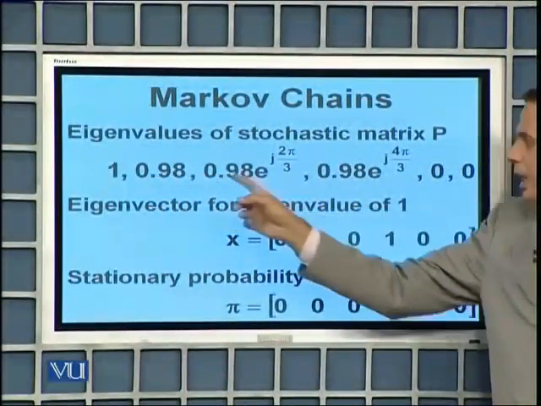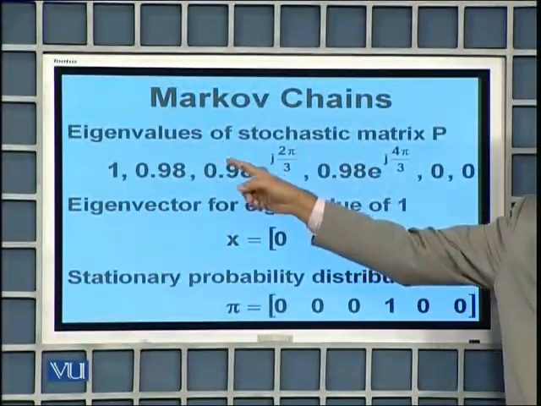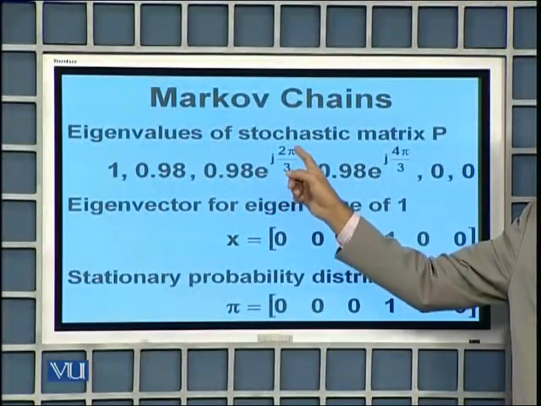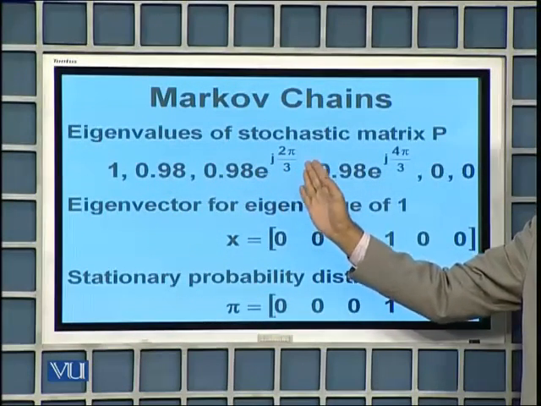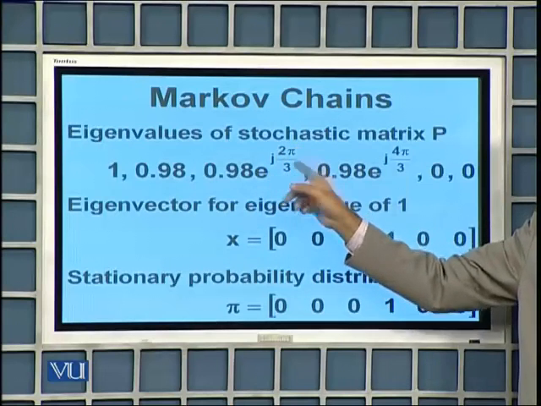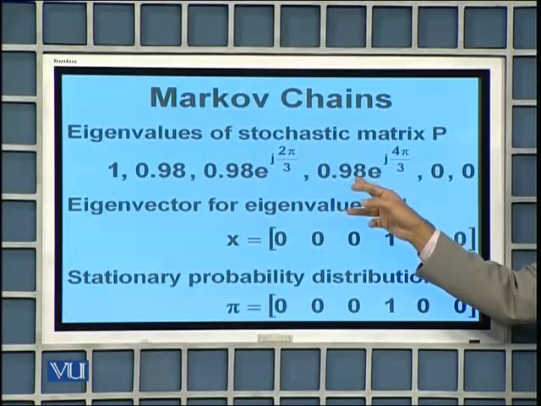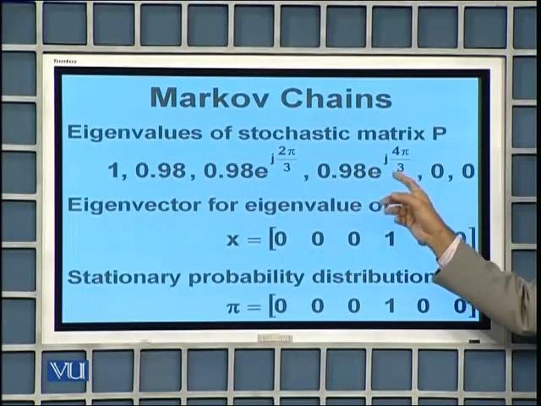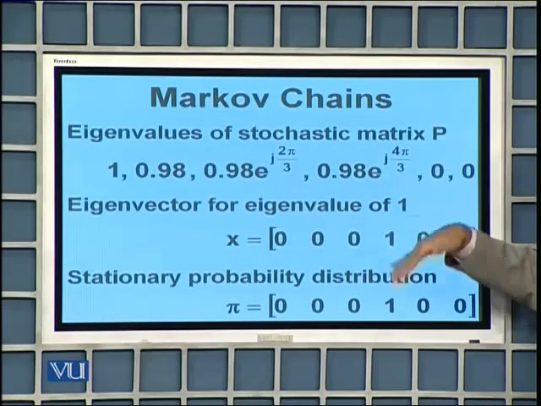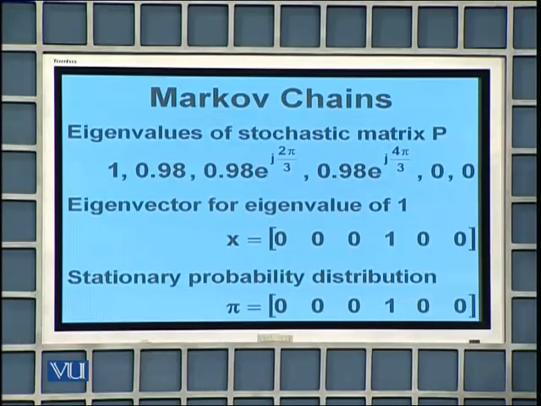0.98, and then a complex number with magnitude 0.98 and an orientation which is 120 degrees, or 2 pi by 3. The third eigenvalue also has magnitude of 0.98 and it has an orientation of 240 degrees, or minus 120 degrees. The fifth and sixth eigenvalues are 0.